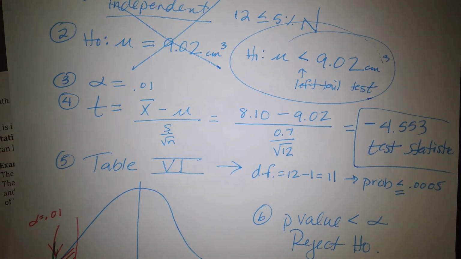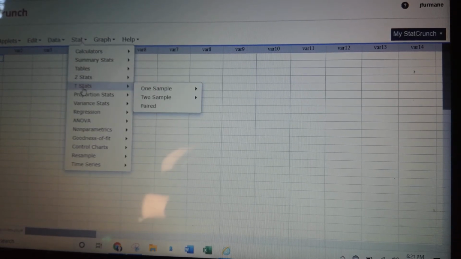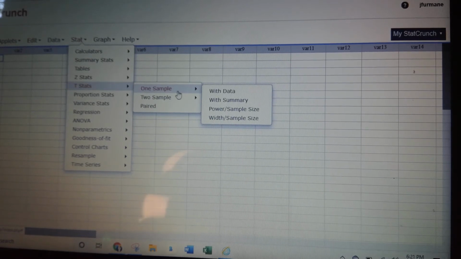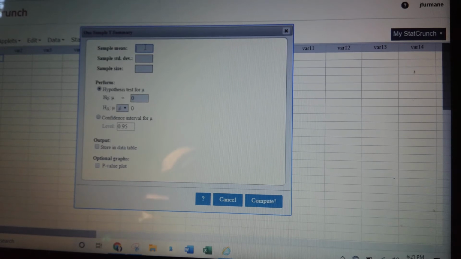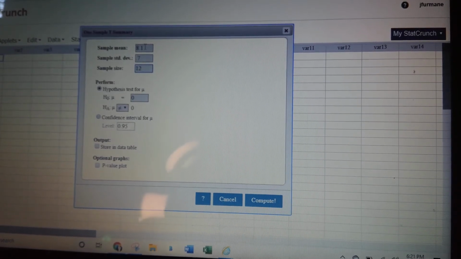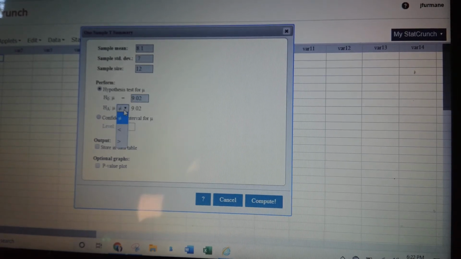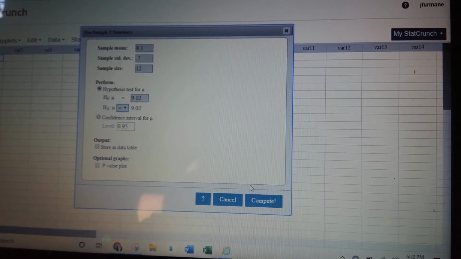So let's try doing this one now in StatCrunch as well. Okay, so to do the StatCrunch from the previous example, we're going to go up to Stat, and we're going to use T-stats from one sample using the summary. So we're going to put our sample mean in there. We found the sample volume of the brain was 8.10 with a sample standard deviation of 0.7, and the sample size was 12. So we're going to conduct this hypothesis test. The null hypothesis stated that the mean was 9.02. And we're stating that we now think it is less than that for alcoholic adolescents.